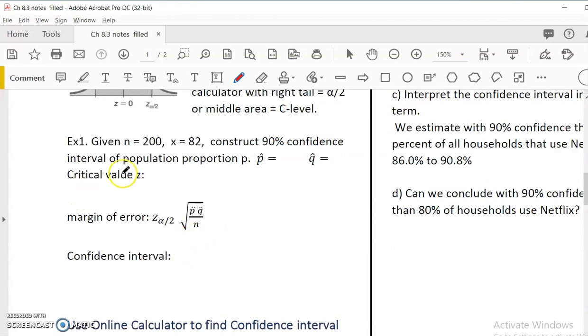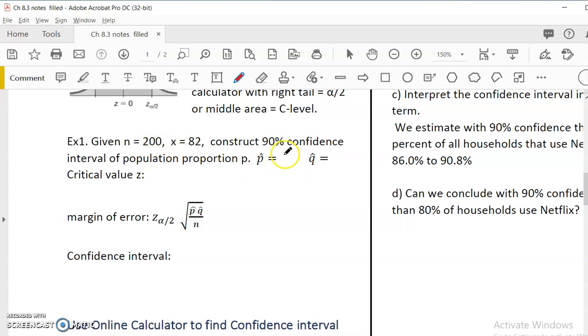Let's say I have a sample size of 200 students. Out of the 200, X is 82. Maybe 82 are transfer students. Well, let's construct a 90% confidence interval of the population proportion P. So we want to find out, for real, what is the percentage P.